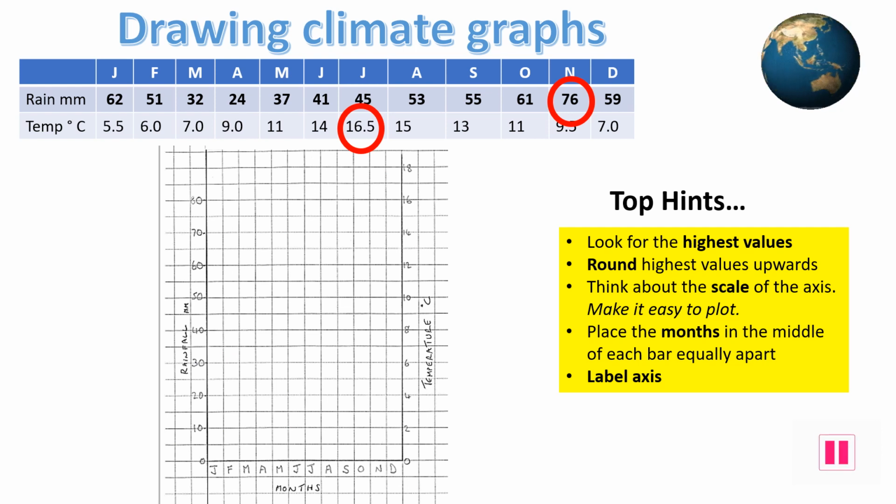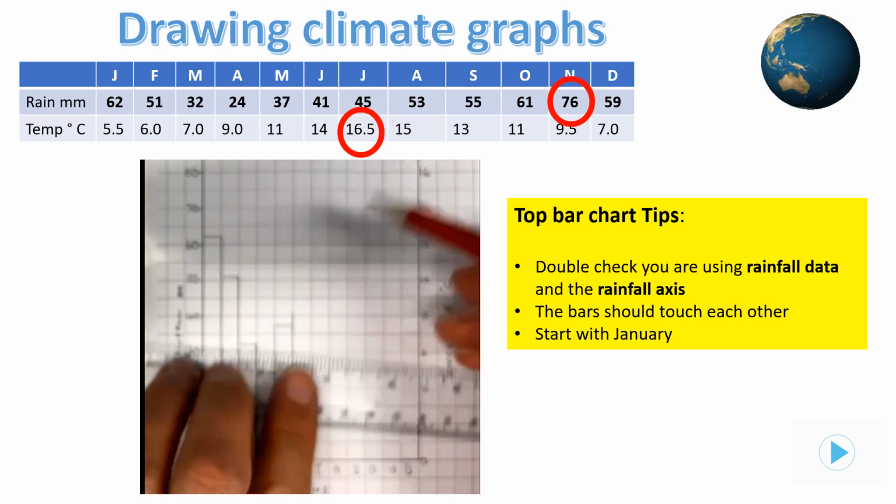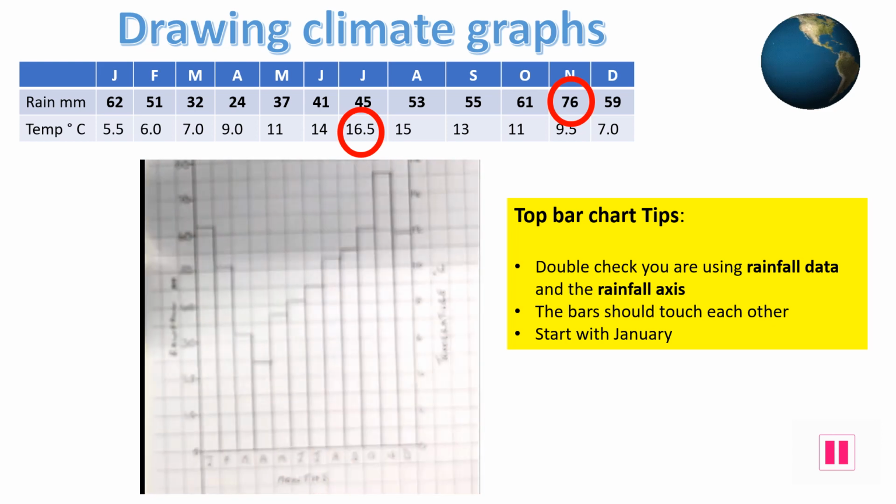Here, I've gone up with every square being 5 millimeters of rainfall or 1 degree of temperature as shown on the screen. Pause the show and double check that you understand these top hints before moving on. Using the rainfall data from the top row of the screen, the bars have been drawn using a pencil and a ruler. Notice how all the bars touch each other. Always check that you are using the correct rainfall data and rainfall axis as you plot the first part of the graph. Pause the show and read over the top tips before moving on.